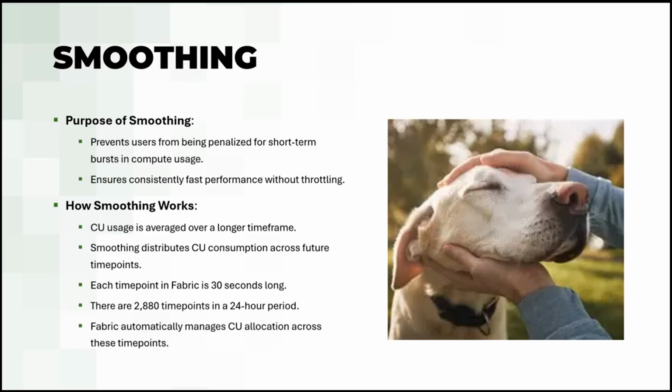How smoothing works is we've got CPU usage averaged over a longer time frame, so it's distributing that consumption across future time bursts. Each time burst in Fabric is 30 seconds long, so whenever we're looking at an example, we're looking at 30-second bursts. There are 2,880 time bursts in a 24-hour period. Fabric automatically manages that allocation across these time bursts.